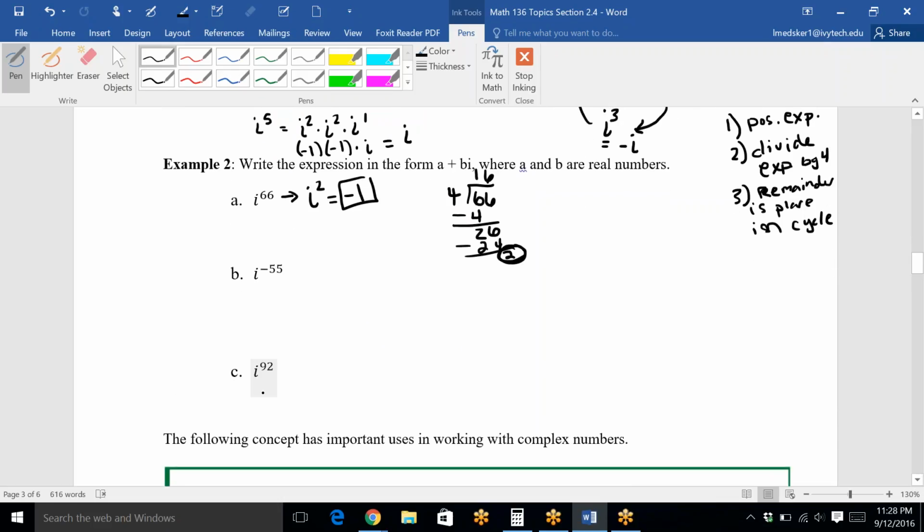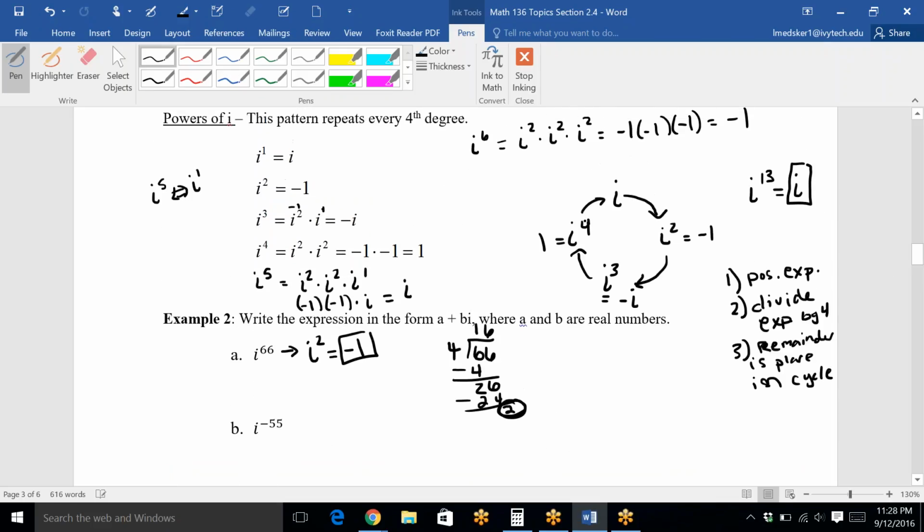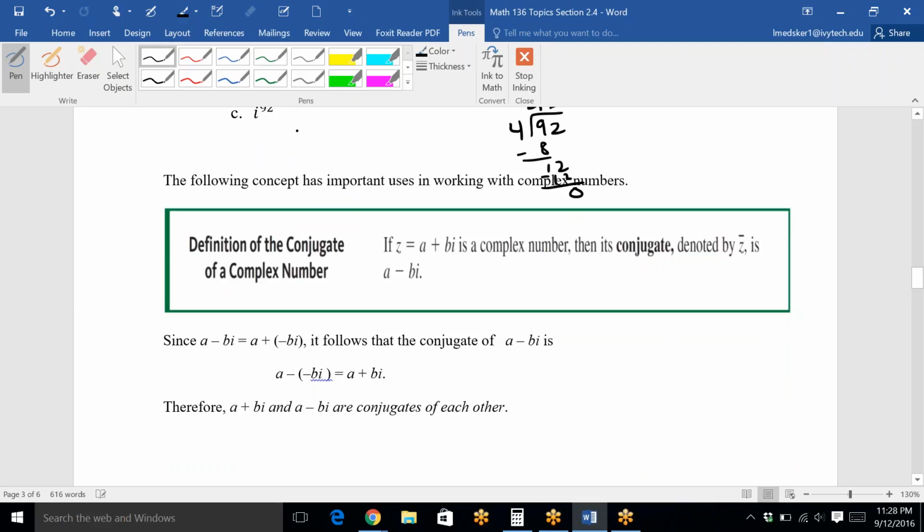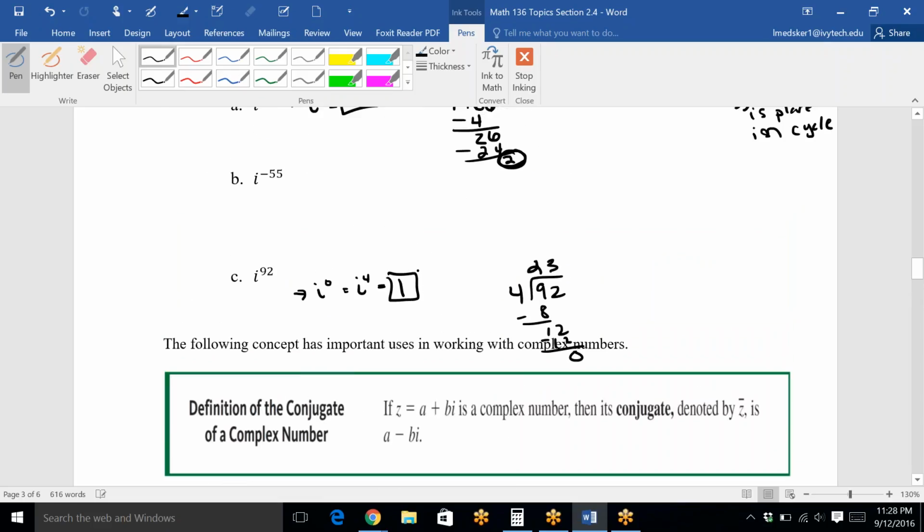So I'm going to go ahead and do C part because it's also one that is a positive exponent. Then we'll come back and talk about B. So if I do 4 into 92, 4 goes twice with a 12 coming down, that goes evenly. So anytime it goes evenly, your remainder is 0. But that's just like saying that you're going to end up on the 4th power. So if you end up as something that goes evenly, you are always positive 1. But another way of thinking of that is I to the 0, which is the same thing as I to the 4th, and that is 1. And I to the 0 is a 0 power, so it's always a 1.